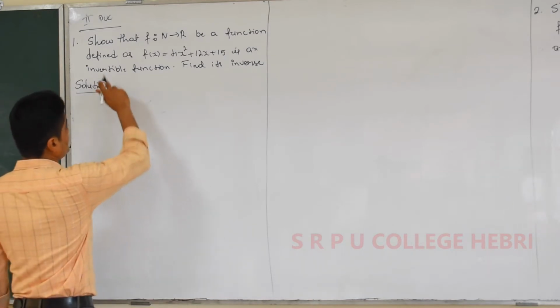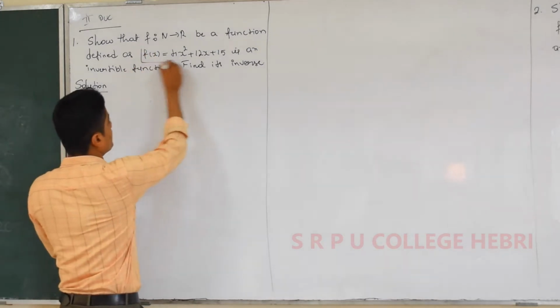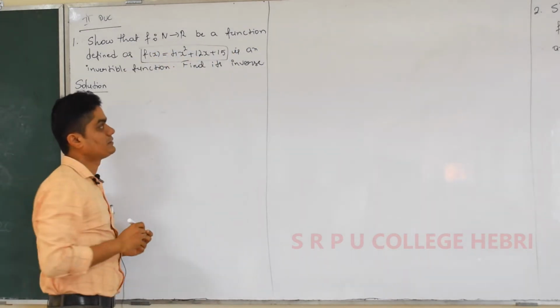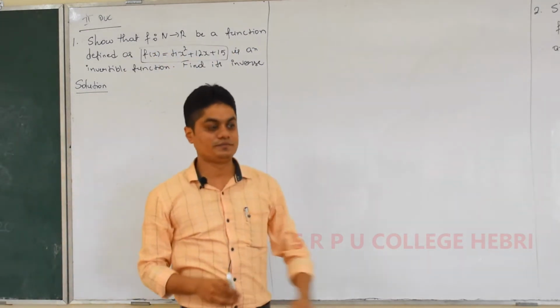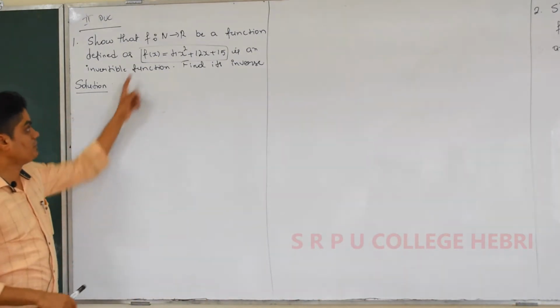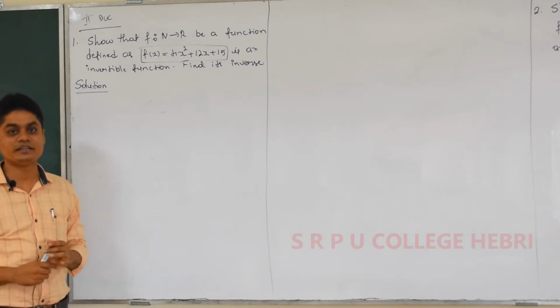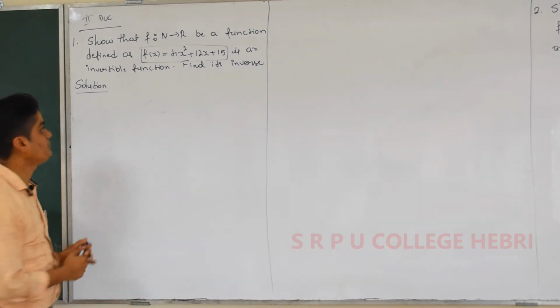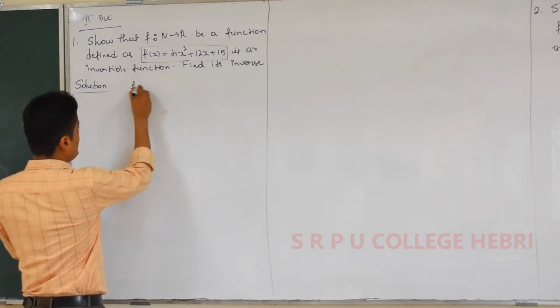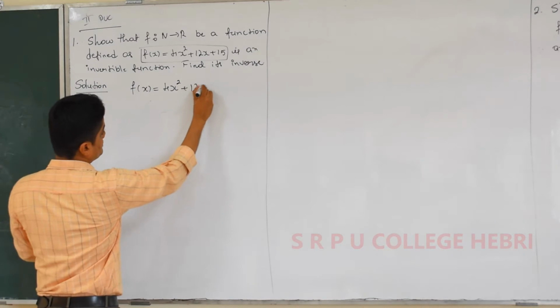Okay, the first question: show that f from N to R defined by f of x is equal to 4x square plus 12x plus 5. In the last video you saw one problem of this kind. It's not easy, but these two problems are asked many times in the final exam, this one and the previous problem. The trick is the same as the method you followed in the previous video.